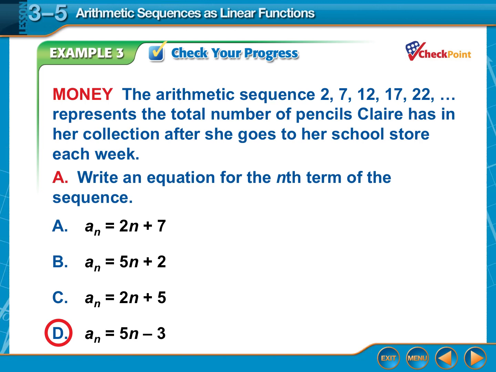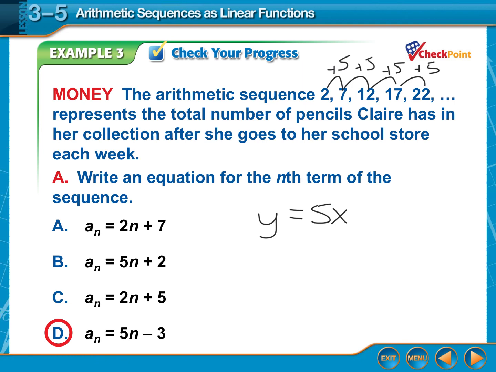Okay, let's look at this one. What is our pattern? 7, 12, 17, 22. What's happening between 7 and 12? Adding 5. Let's check if the whole thing's adding 5. What about 7 to 12? Yes. Next one? Yep. So, finding our a sub 0, what's our slope? Start there. 5. So we have y equals 5x.